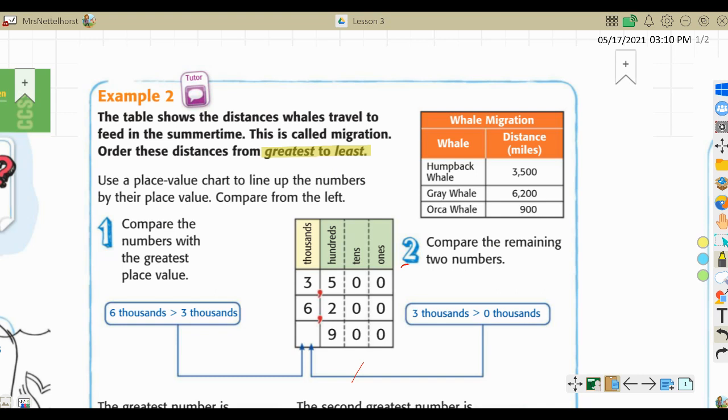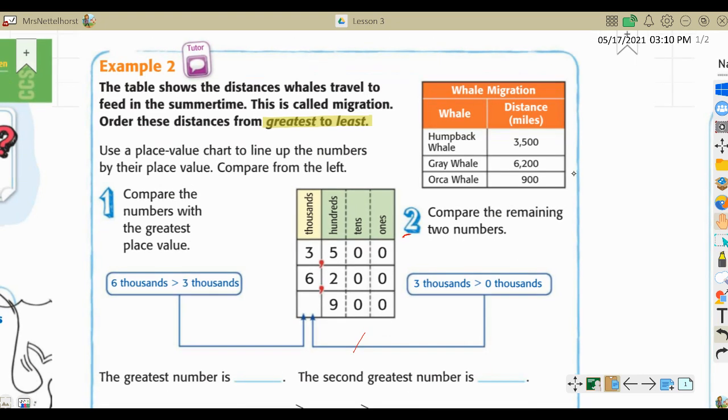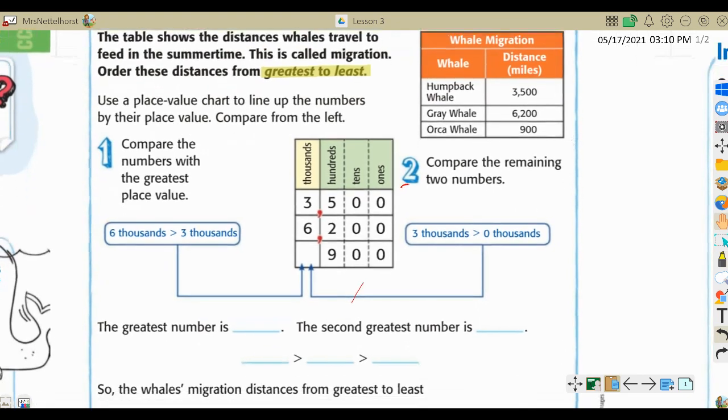So looking at our place value chart, the humpback whale is 3,500. So I'm going to go ahead and dot the digits so you can see where I'm talking about. They have orange on here, so let's use dark green. There we go. So the humpback whale has a 0 in the ones place, and a 0 in the tens place, a 5 in the hundreds place, and a 3 in the thousands place.